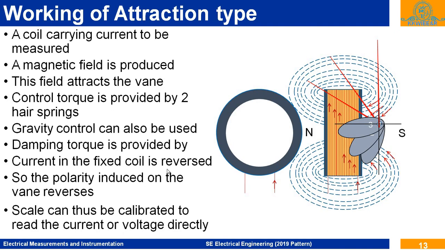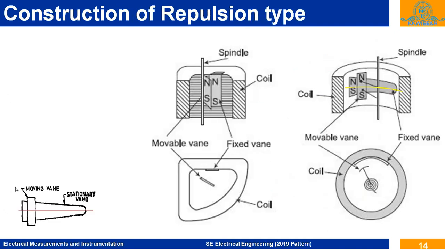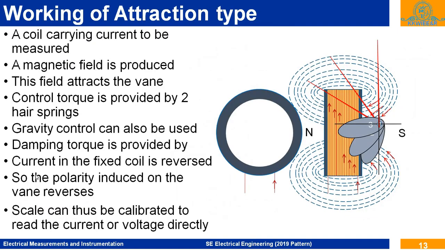If the current in the fixed coil is reversed, the polarity induced on the vane is also reversed. So there is no effect of the change of direction of current through this stationary coil, which will give a unidirectional movement, or a unidirectional torque, on this iron piece.